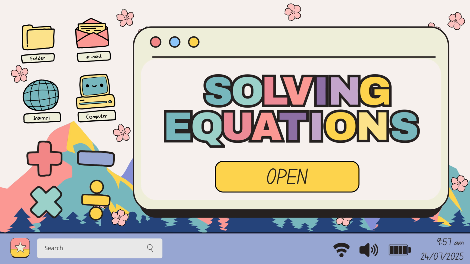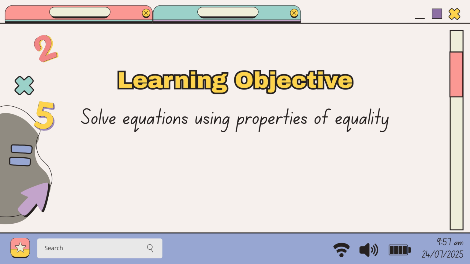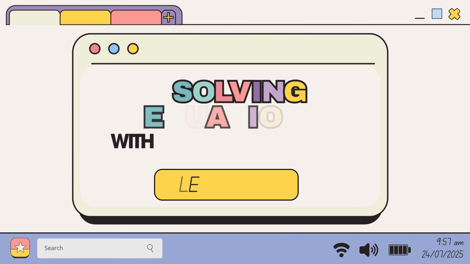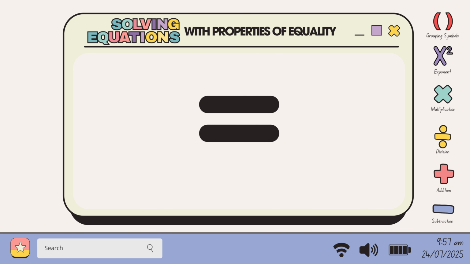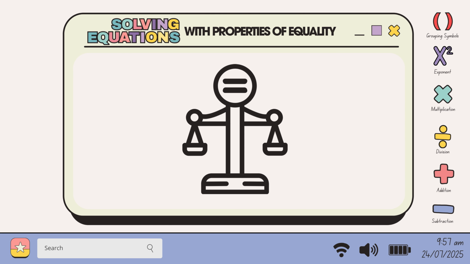Today we are diving into the world of algebra. By the end of this lesson, you'll be able to solve equations using the properties of equality. Think of an equation like a balanced scale. Whatever you do to one side, you must do to the other to keep it level.